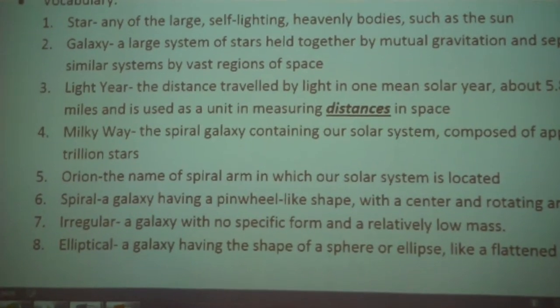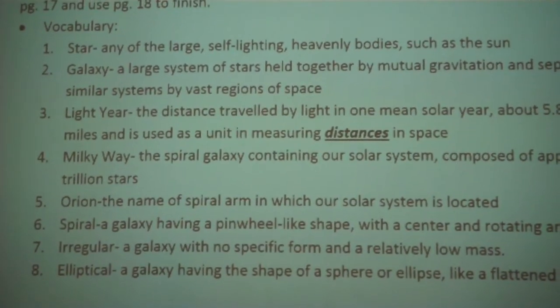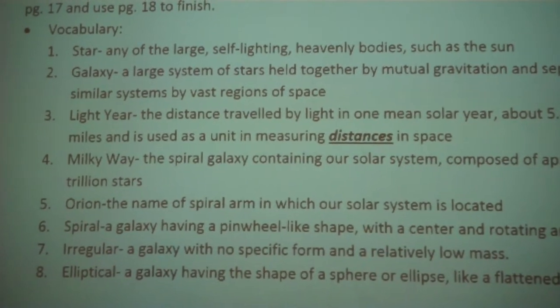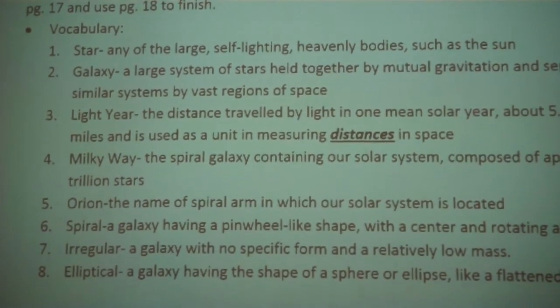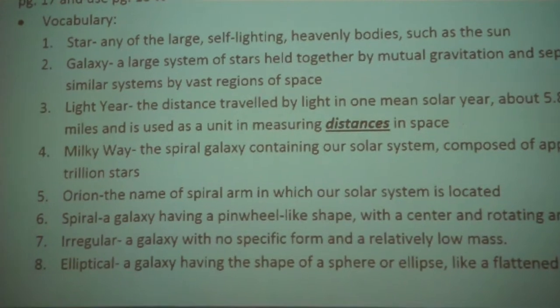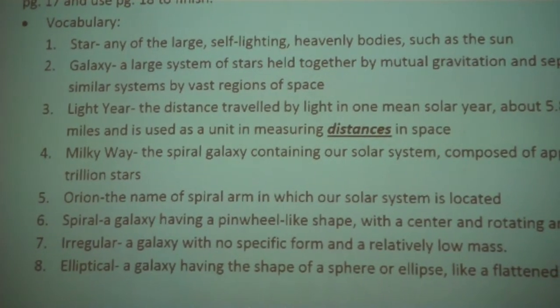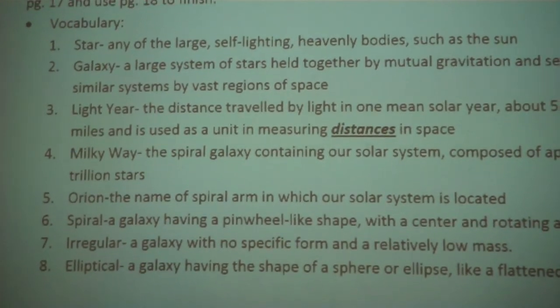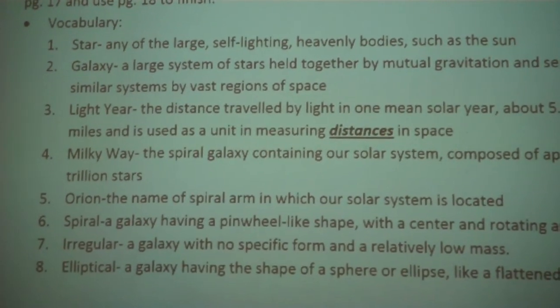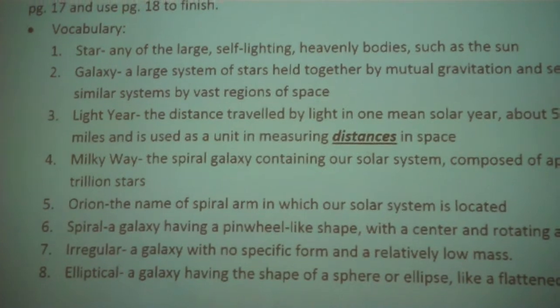So if you need to go back, pause the video, please make sure that you have all 8 of these words and their definitions written down, so that way you can begin your work on Monday. And again, you need to watch the Galaxy video for you to complete your Cornell notes, which Miss Turner will be instructing in that video.